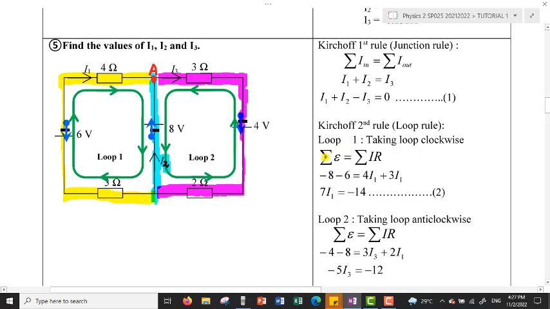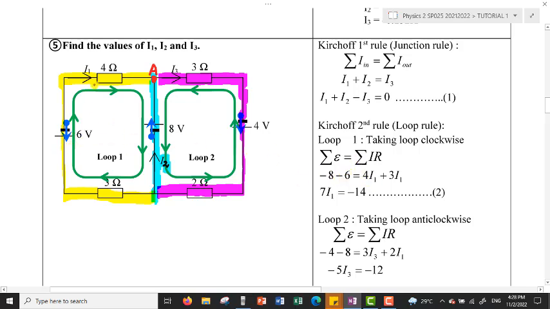Then we write down Kirchhoff's second rule: summation EMF equal to summation IR. Consider loop 1. We have 2 batteries. Consider the 8 volt: the direction of EMF and the direction of the loop are opposite, so we give a negative sign for the 8 volt. Then we consider the 6 volt: the direction of EMF is also opposite to the direction we travel in the loop, so we give a negative sign also for the 6 volt battery.